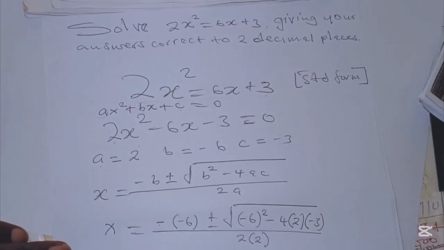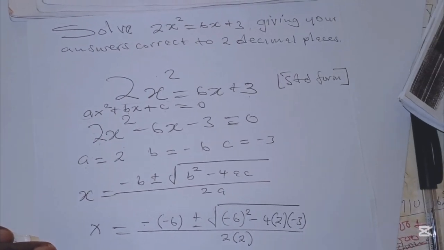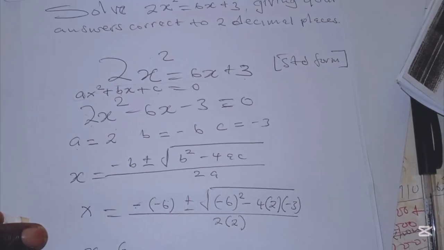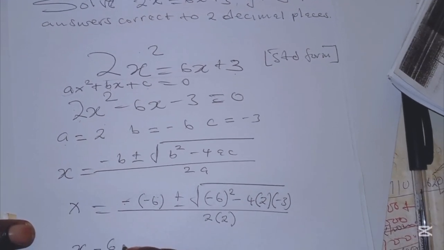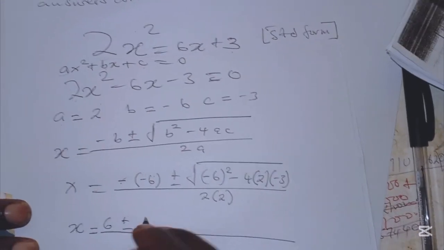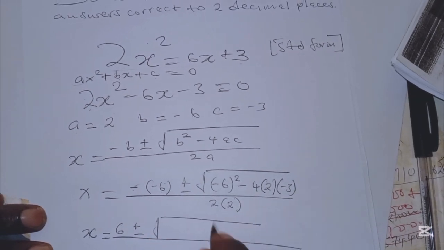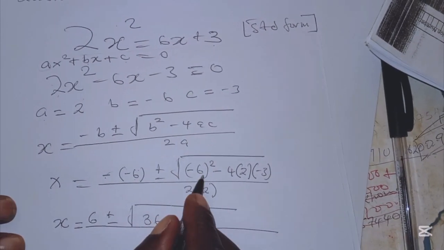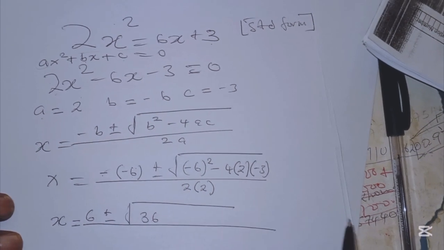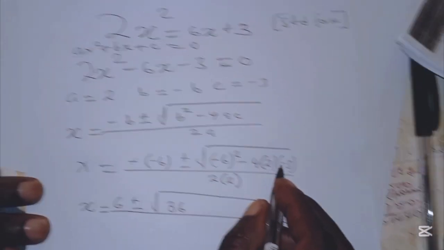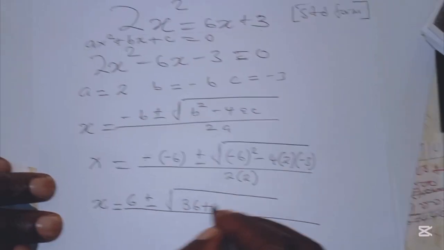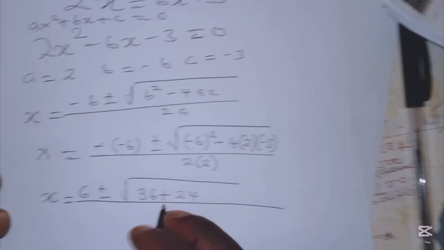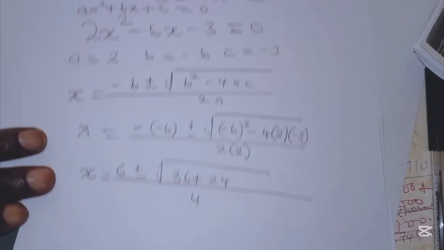You continue, please do not feel lazy. Negative and negative is positive, so you are going to have a positive 6. Then from there, you work out what is there. This is positive 36, negative 6 times negative 6. You can use a calculator. And then this and that, you get a positive. Then in all you get a 24, because from there you get a 4.